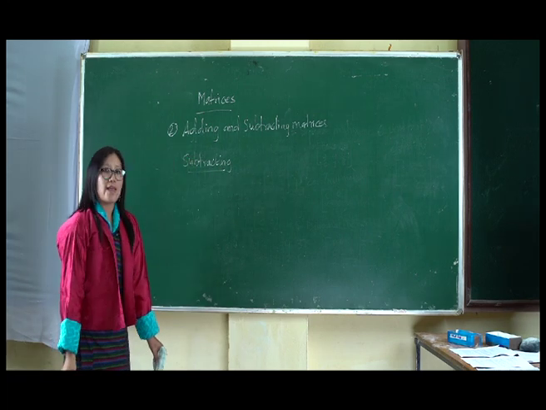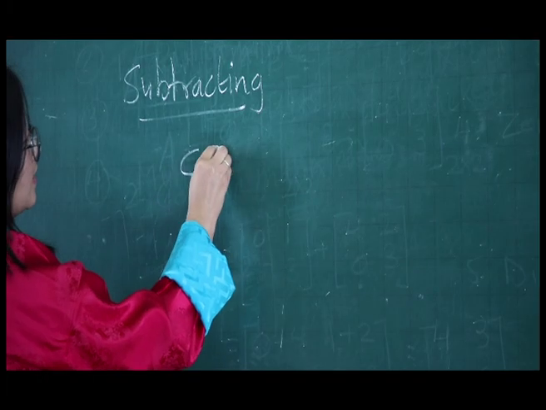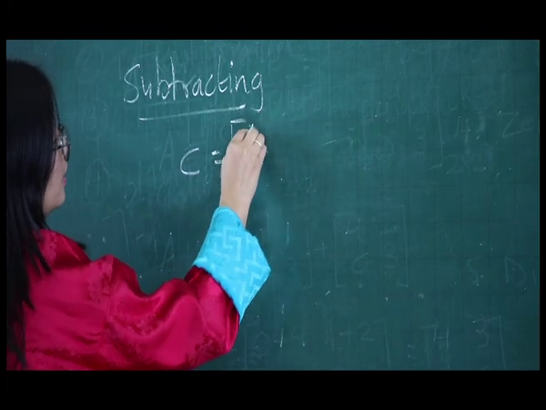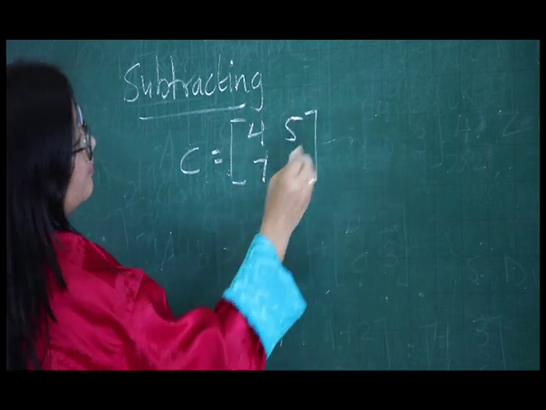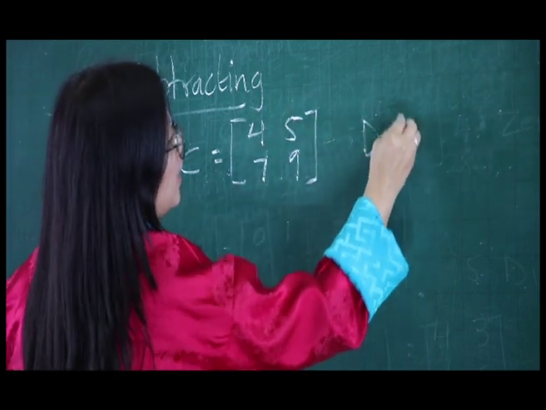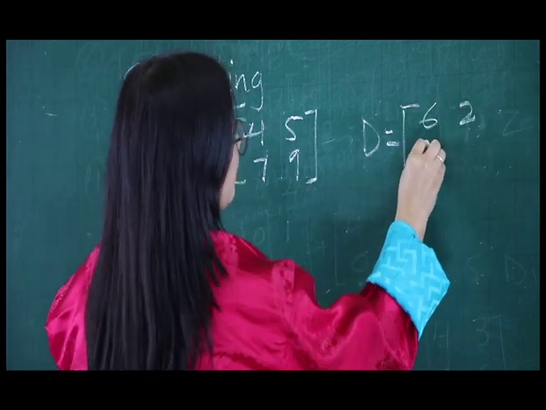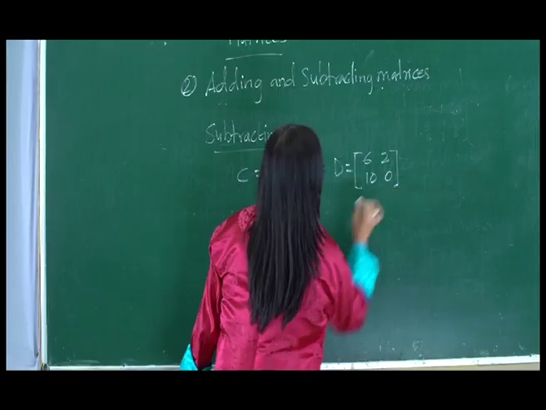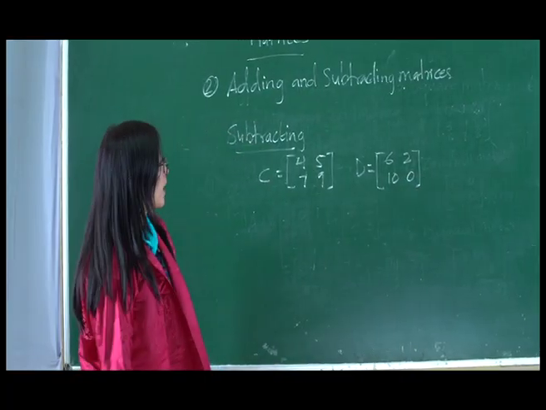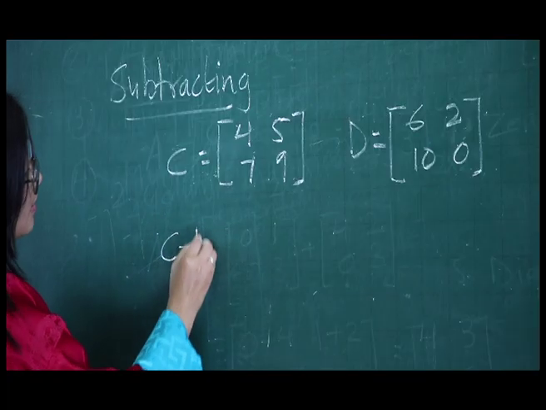Now let us take another 2 matrices. So we can take it as a matrix C with the elements 4, 5, 7 and 9. Then matrix D with the elements 6, 2, 10 and 0. Now let us subtract matrix D from matrix C. So here C minus D.